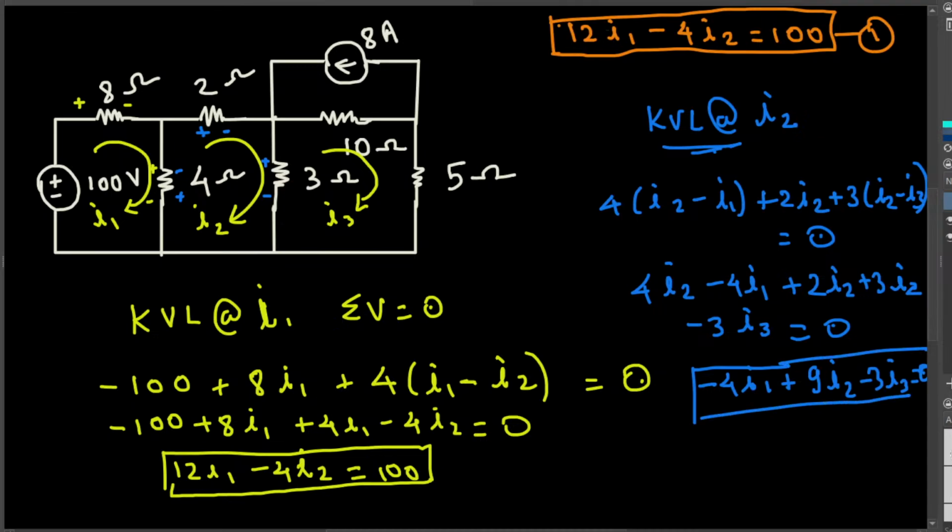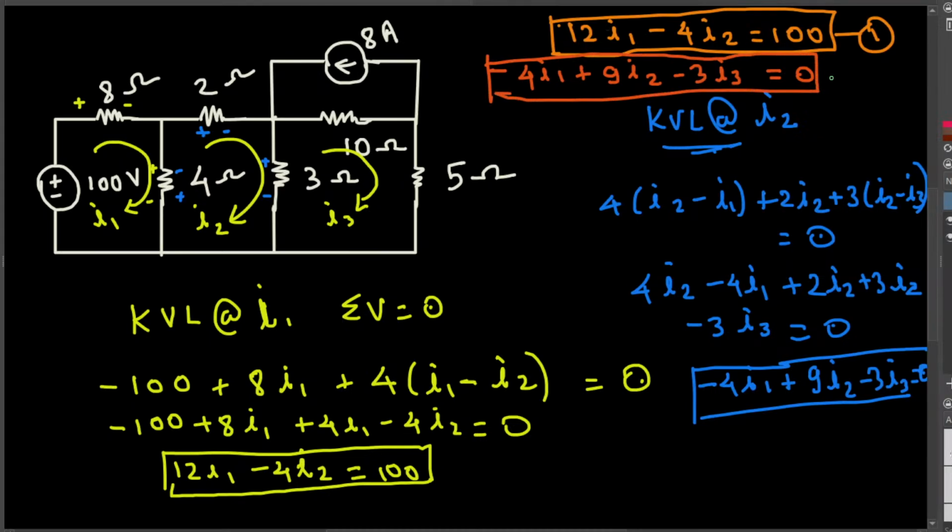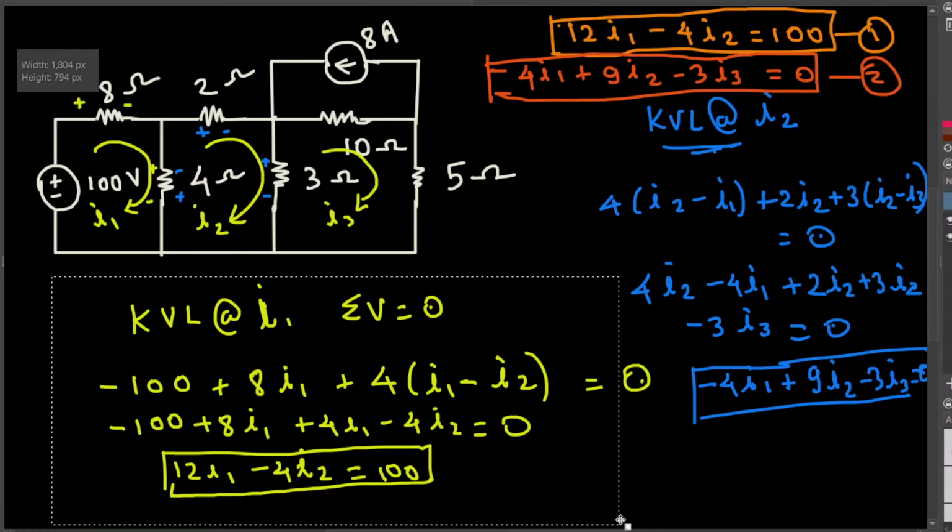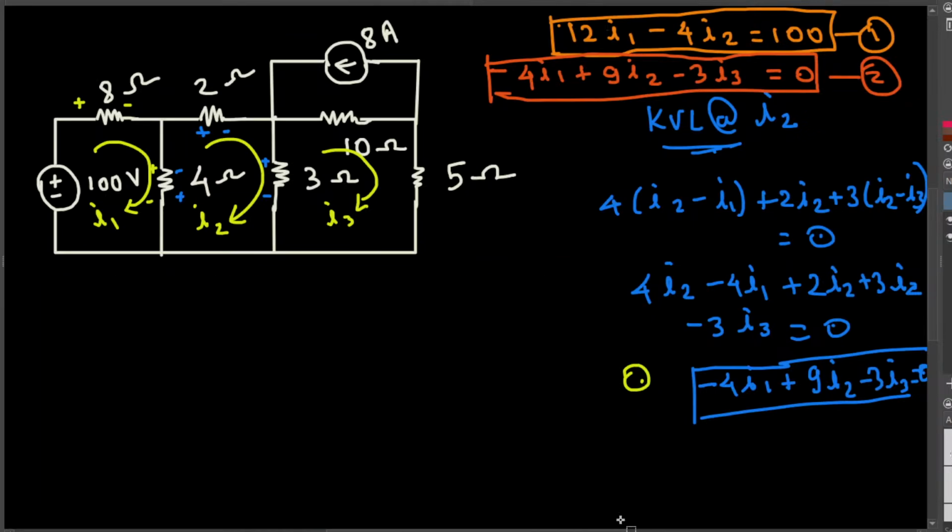Let me write that one here as well. Minus 4I1 plus 9I2 minus 3I3, that's equal to 0. This is my equation number 2. Okay, let me erase this and do the KVL at loop 3. Okay, let's use a different color. KVL at I3.